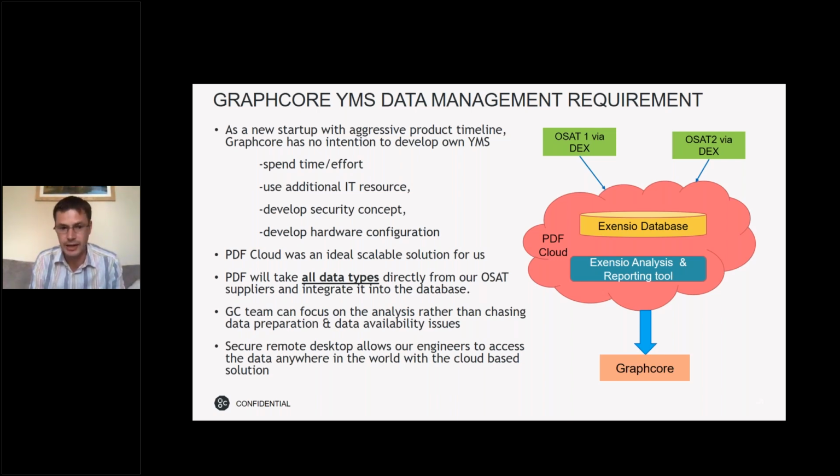So we have a flow set up, or that we're setting up at the moment, that's sketched out here, where we're pulling data from our OSATs via the PDF DEX system. And then all of the data loading, all of the database management is happening in the cloud, and our involvement in that is really limited to supporting the PDF guys setting it up, helping them understand our data structures, and once that's in place, it just happens seamlessly. So that's working very well.